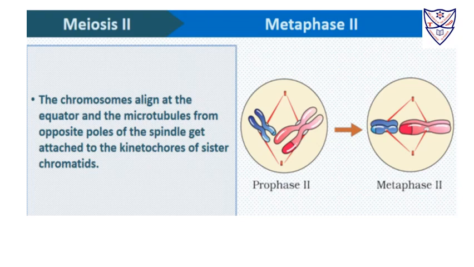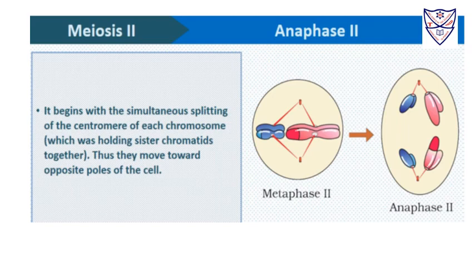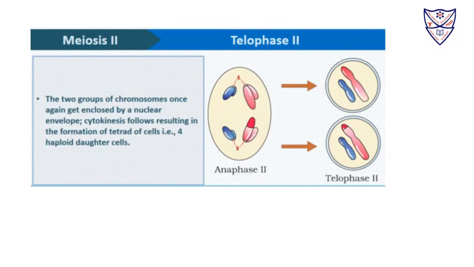Then we have anaphase 2. Anaphase 2 begins with the simultaneous splitting of the centromere of each chromosome. Each one is split here. Now there is nothing holding the sister chromatids together, so they move to opposite poles. Then we have telophase 2. Now the two groups of chromosomes are once again enclosed by a nuclear envelope. Cytokinesis follows, which results in the formation of a tetrad, that is, four haploid daughter cells at the end of this. So this is what happens in meiosis.